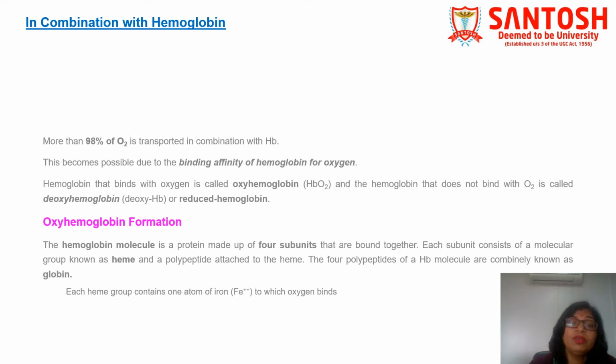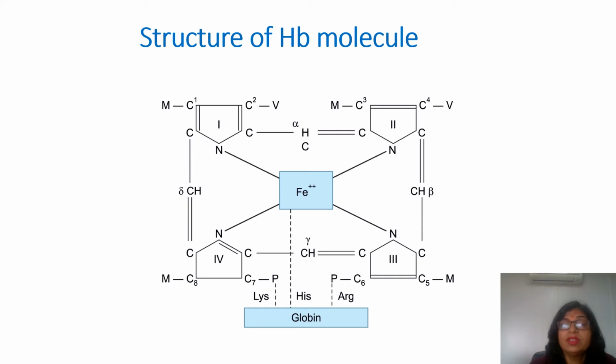The hemoglobin molecule is a protein made up of 4 subunits that are bound together. Each subunit consists of a molecular group known as heme and a polypeptide attached to the heme. The 4 polypeptides of a hemoglobin molecule are commonly known as globin. Each heme group contains one atom of iron to which oxygen binds. So you can see the structure of the hemoglobin molecule. Globin chain, ferrous. Please see this iron is in ferrous form, not in the ferric form, and there are 4 pyrrole rings at each end.